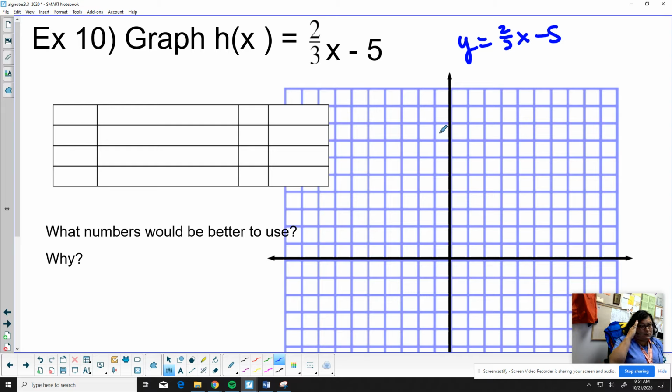So usually I use 0, 1, and 2, except when I have a fraction. Because if I put 0 in there, I'll be okay. But if I put 1 in there, I'm going to get a mixed number for my answer.